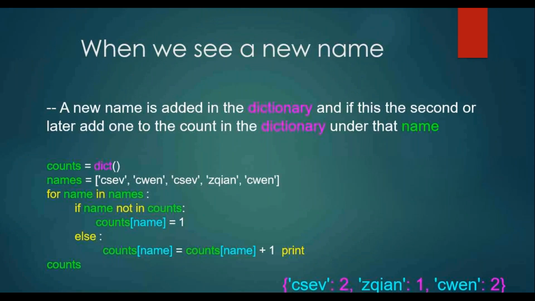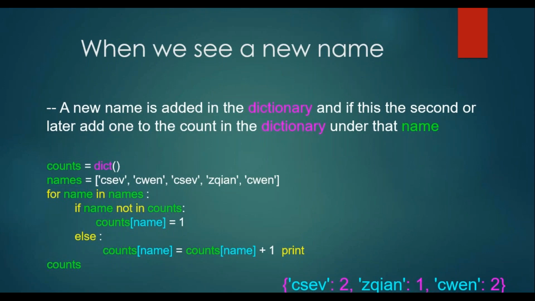Now, when we see a new name, it is added to the dictionary, and if we see it a second time, add 1 to the count in the dictionary under that name. For example, counts is equal to dictionary. Names is equal to CSEV, CWEN, CSEV, ZQIN, CWEN. How many times is CSEV, CWEN there? Twice in the given list. Now, how can I count? For name in names, where names is the given list, each item transfers into name.